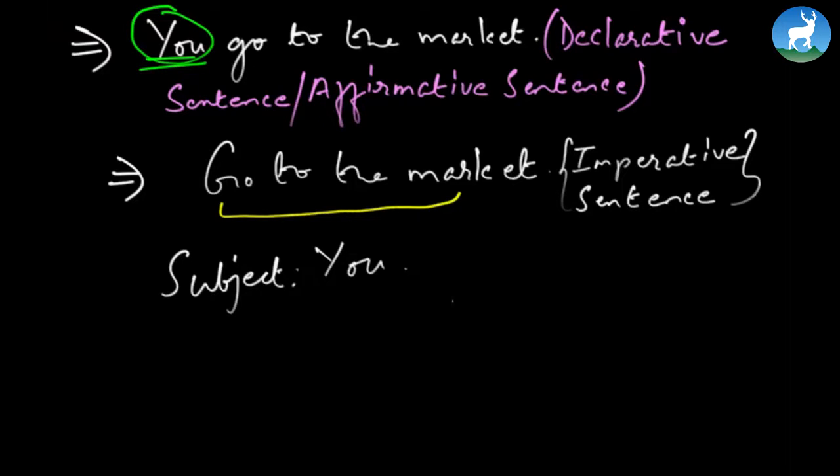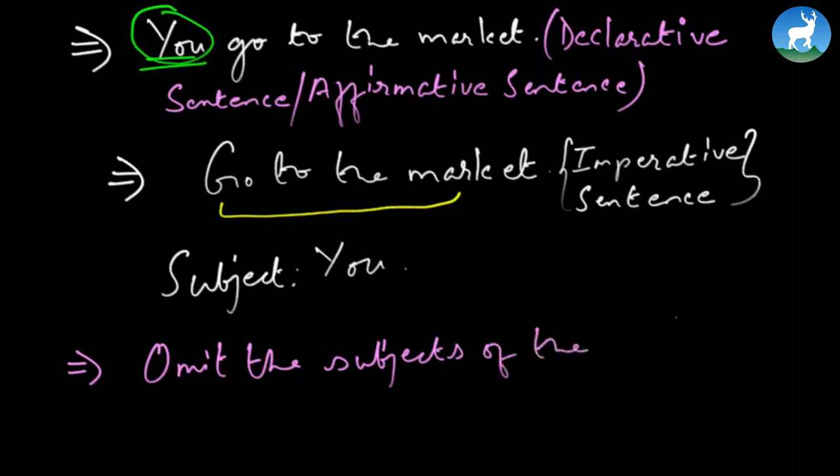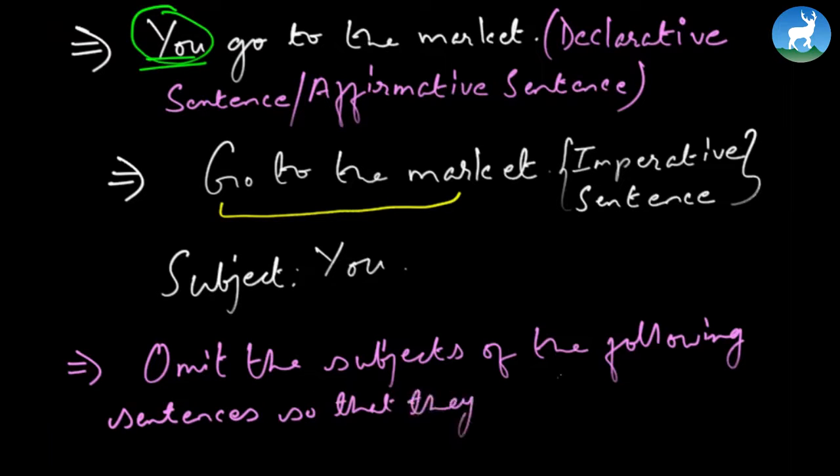Now, in the exercise that comes next, all you have to do is omit, meaning clear away, the subjects of the following sentences so that they can be commands or orders.